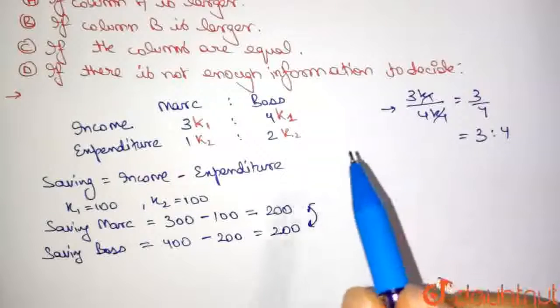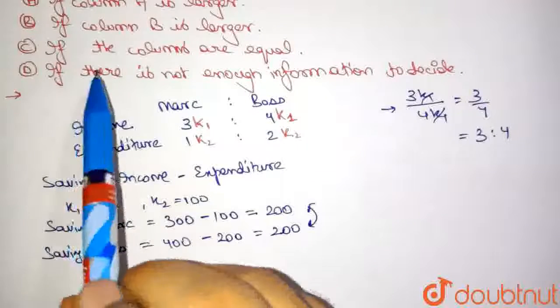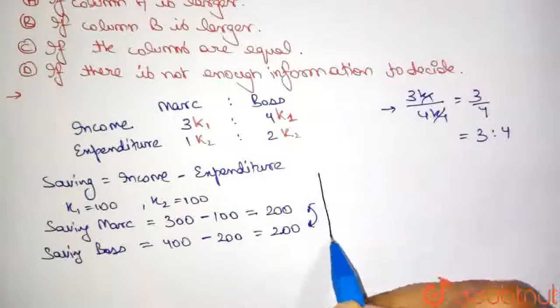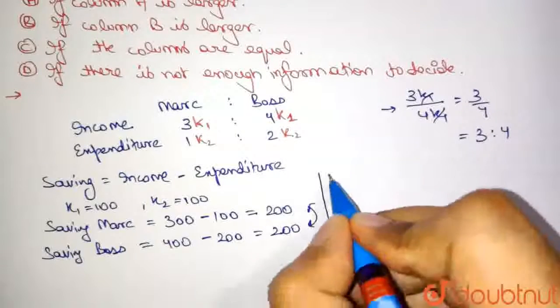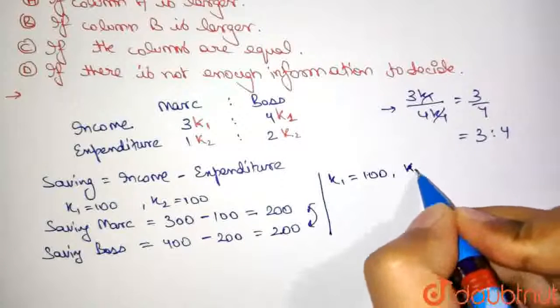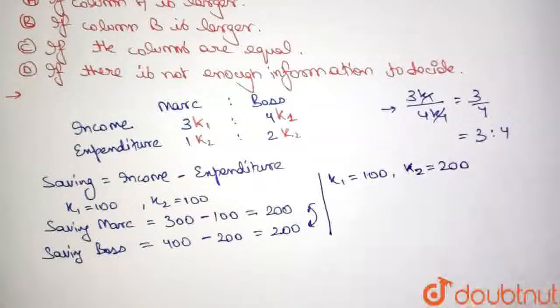And we see that option C, that is if the columns are equal, actually matches in this particular case. But let us take another value. Since no constant values are given to us, let us calculate for another value. Now I'm going to say that K1 is equal to 100 and K2 is equal to 200, because no absolute values are given.